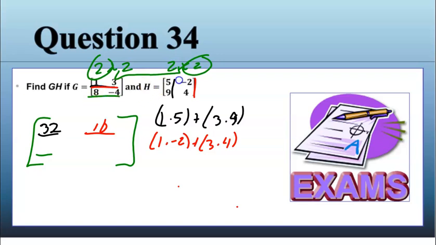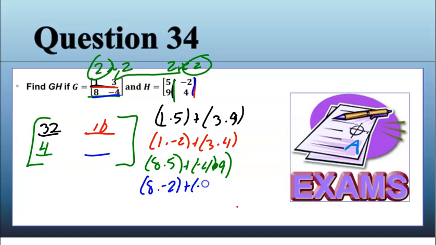This one is in row 2, column 1. So we have 8 times 5 plus -4 times 9. 40 minus 36 is 4. And our last one here is row 2, column 2. We have 8 times -2 plus -4 times 4. -16 plus -16 is -32. So that is a quick review of what you can use to review for the second semester test covering module 6 through 11.